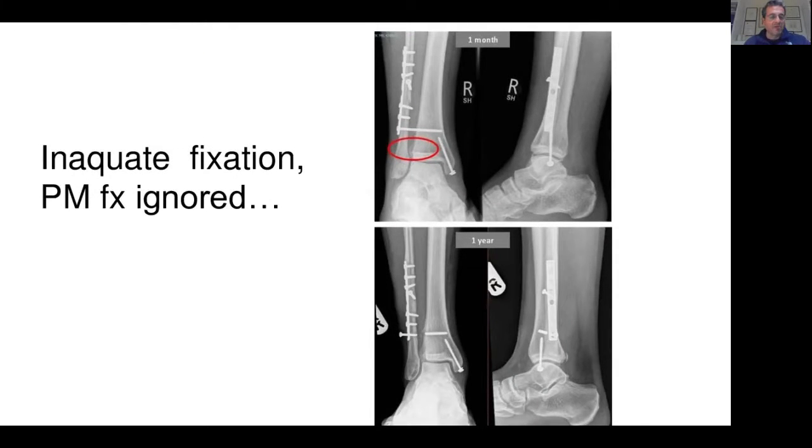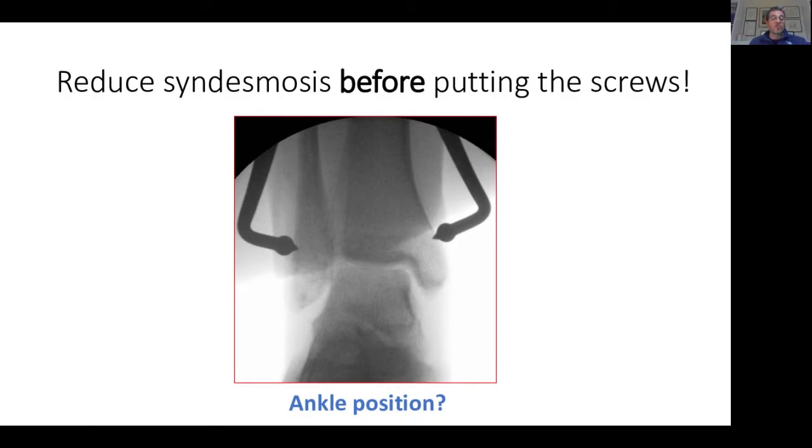Like in this case, we haven't fixed the posterior malleolus, so your syndesmosis fixation, which is a little bit high as well, is weak, and that might cause problems, and you're not sure whether this syndesmosis is reduced. My advice is make sure you have reduced the syndesmosis before putting the screws in, and you put the screws in, I would say, in neutral position.